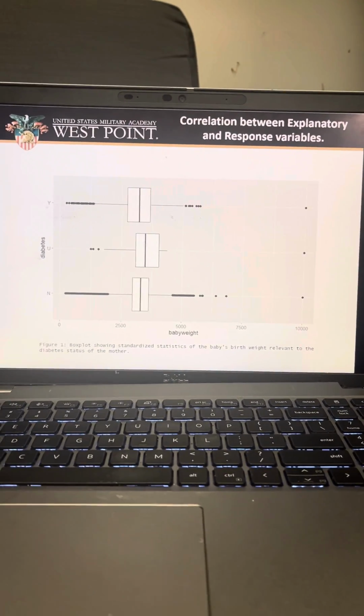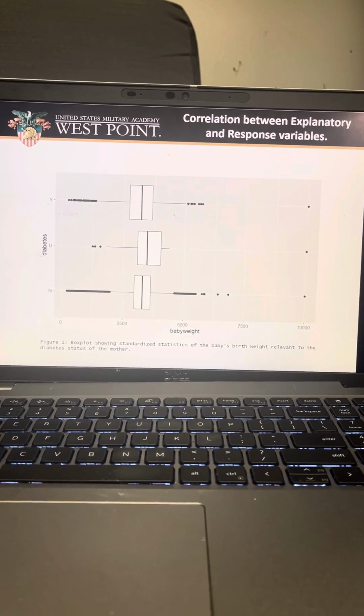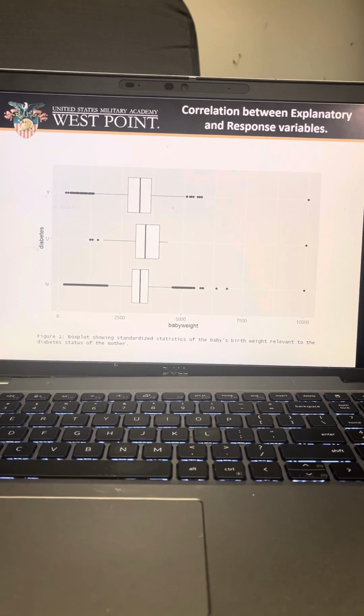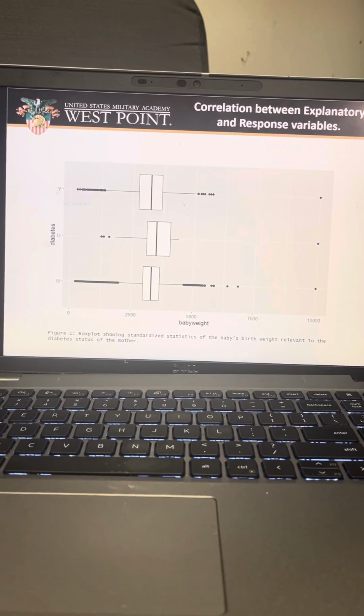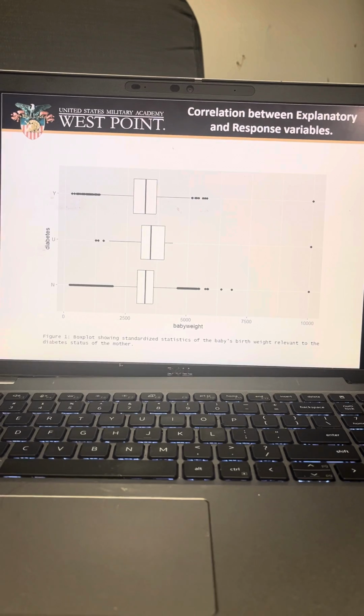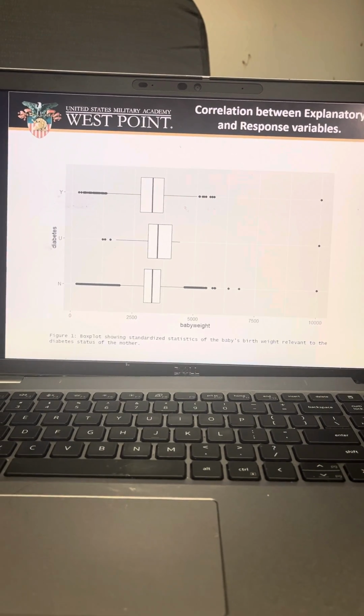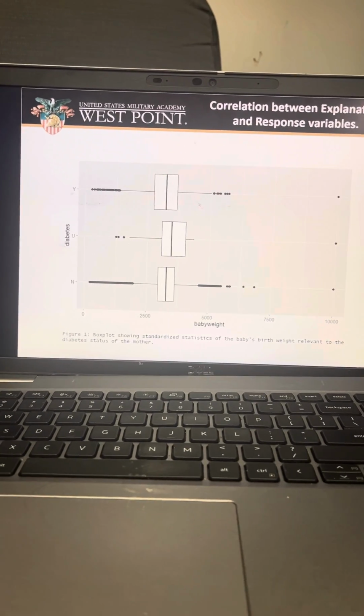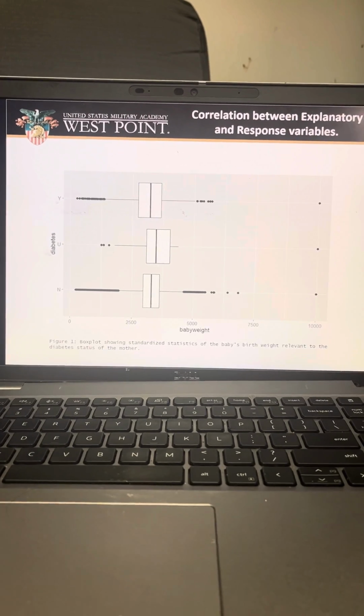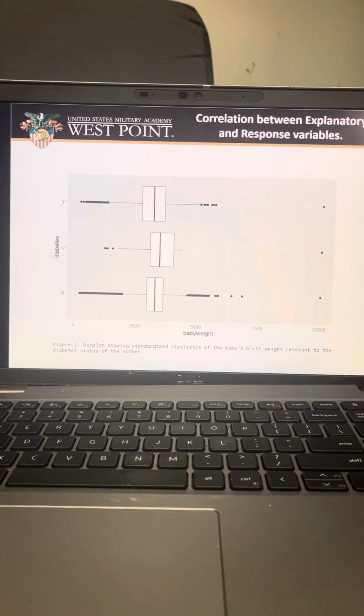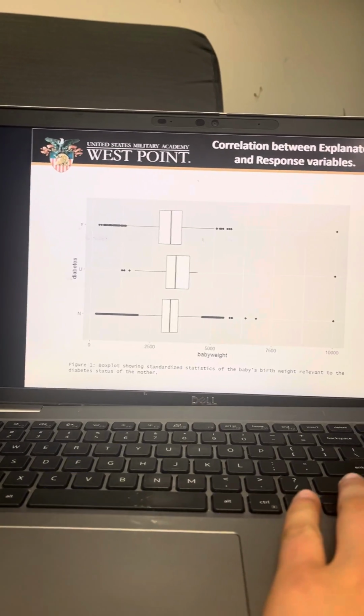Here you can see our correlation between our explanatory and our response variable. Our explanatory variable was the baby weight, and our response variable was diabetes. As you can see from this figure, there appears to be very little correlation between a mother having diabetes and the birth weight of the infant.